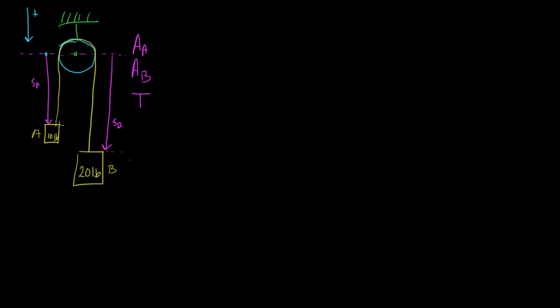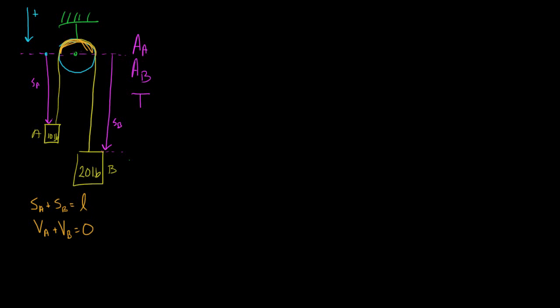So if we have the length of the rope, we go up, it's S sub A. We ignore this part over the pulley right here because it's constant, and we come down, and this is S sub B. So we have S_A plus S_B is equal to some length of rope. If we take the derivative with respect to time, we get the velocity of A plus the velocity of B is equal to 0.